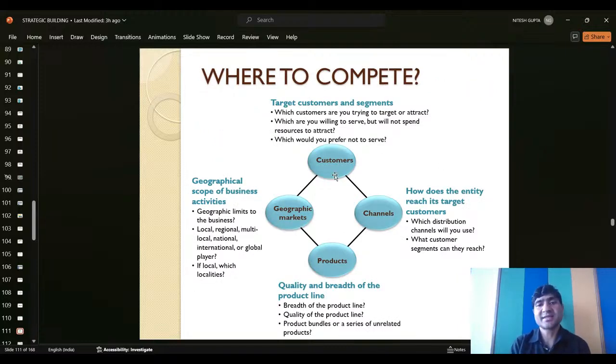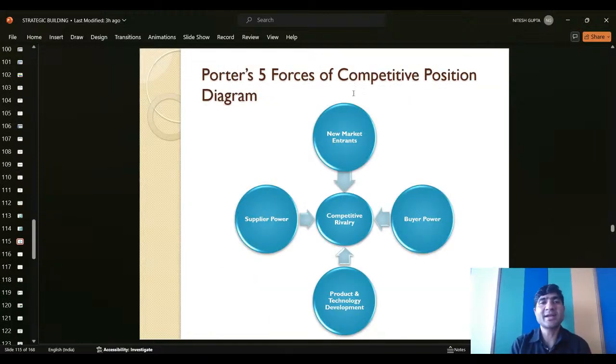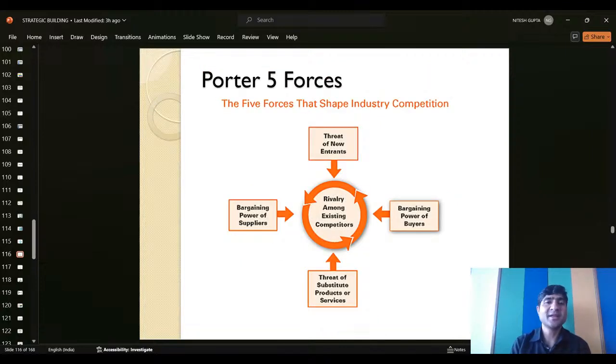Now, where to compete and how to compete? You can see this is customer, this is channel, this is product, this is geographical market. So target customers and segment, how does the entity reach its target customer, quality and breadth of the product line, and geographical scope of the business. So this is how your overall thing looks like. Now let me explain Porter's five forces of competitive position. Competitive position includes buyer power, new market entrants, supplier power, product and technological development. The Porter forces include rivalry among the existing competitors, the threat of new entrants, bargaining power of buyers, threat of substitute products, and bargaining power of the suppliers.